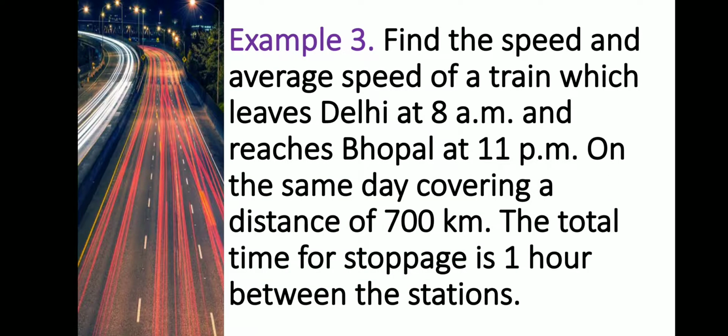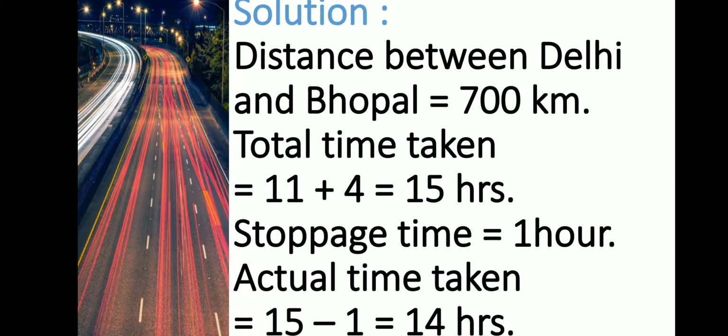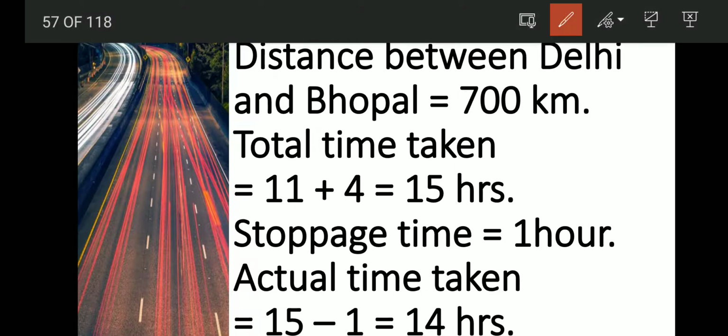Example 3. Find the speed and average speed of a train which leaves Delhi at 8 am and reaches Bhopal at 11 pm on the same day, covering a distance of 700 km. The total time for stoppage is 1 hour between the stations. So we have to find out the speed and average speed. Now let us see the solution. Distance between Delhi and Bhopal is 700 km. Total time taken, we'll calculate from the time given.